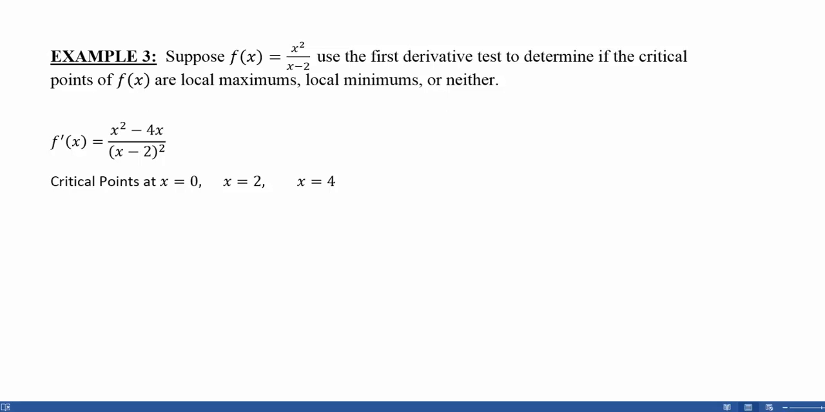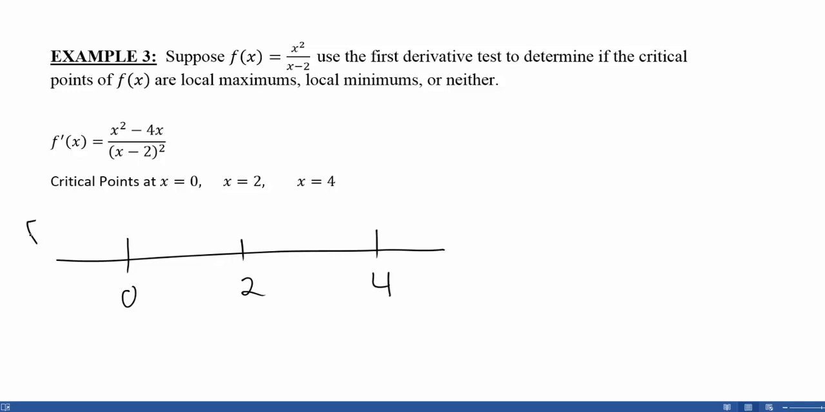Example 3. So for the function x squared over x minus 2, we were able to find the first derivative by using the quotient rule. Simplified, our first derivative was x squared minus 4x divided by x minus 2 all squared. From there, we're able to discern that our critical points are 0, 2, and 4. So now I want to use my first derivative test to determine if those points are local maximums, local minimums, or neither. So again, I'm going to lay out my critical points on a number line.